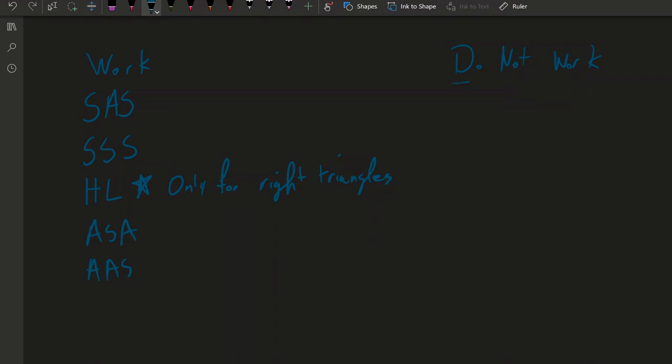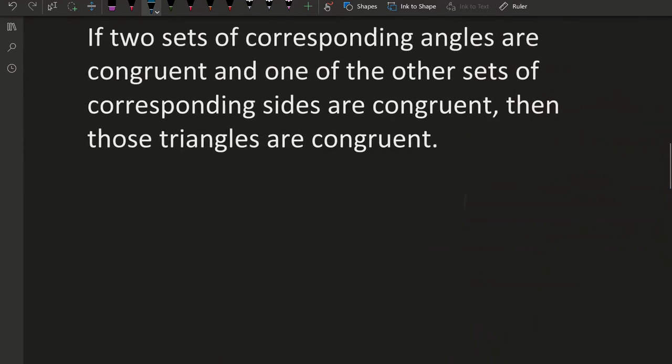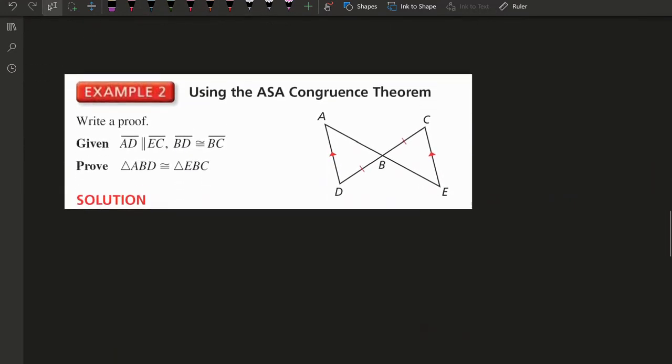Now there is something you should remember is that there are 2 of them that do not work. So if I have AAA, that will not work to show that two triangles are congruent. If you have angle side side, angle side side does not show that two triangles are congruent. So remember, you have these 5 right here that do work and these 2 that do not work. So let's see how these work in a proof.